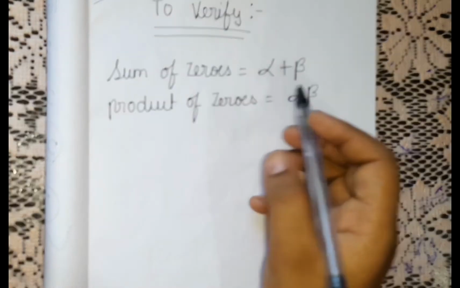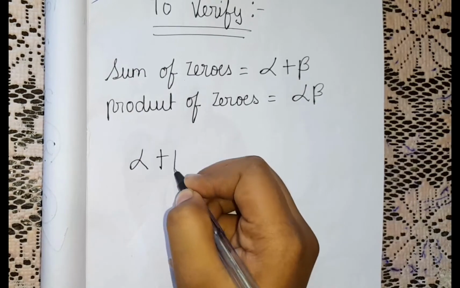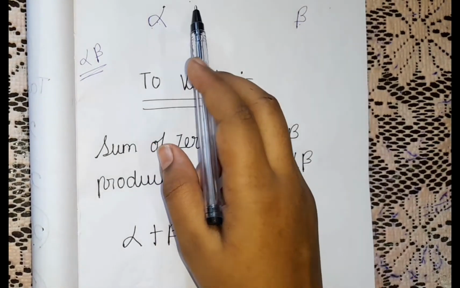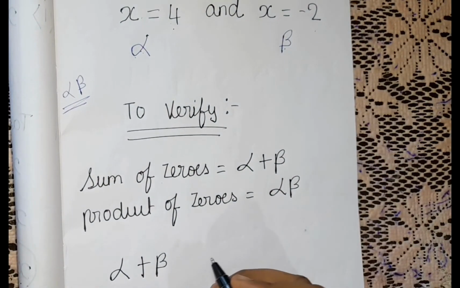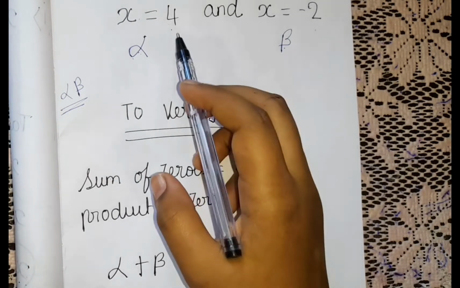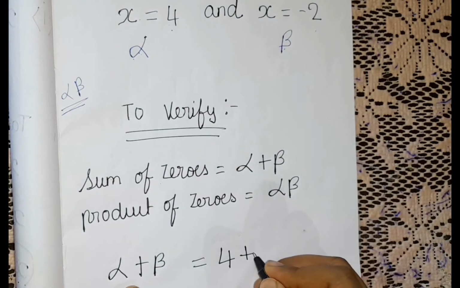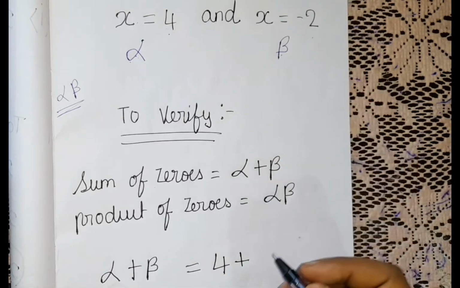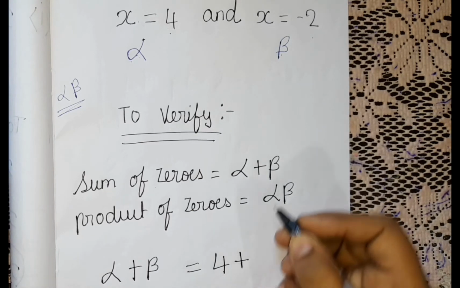So first let's find the sum of zeros. I am writing this formula, that is alpha plus beta. Here the alpha value is 4 and beta value is minus 2. So let me write, in alpha place we are supposed to write 4. So let me write 4 and plus, and then in beta place you are supposed to write minus 2 because the beta value is minus 2. So here we have plus and we should write minus 2, right?